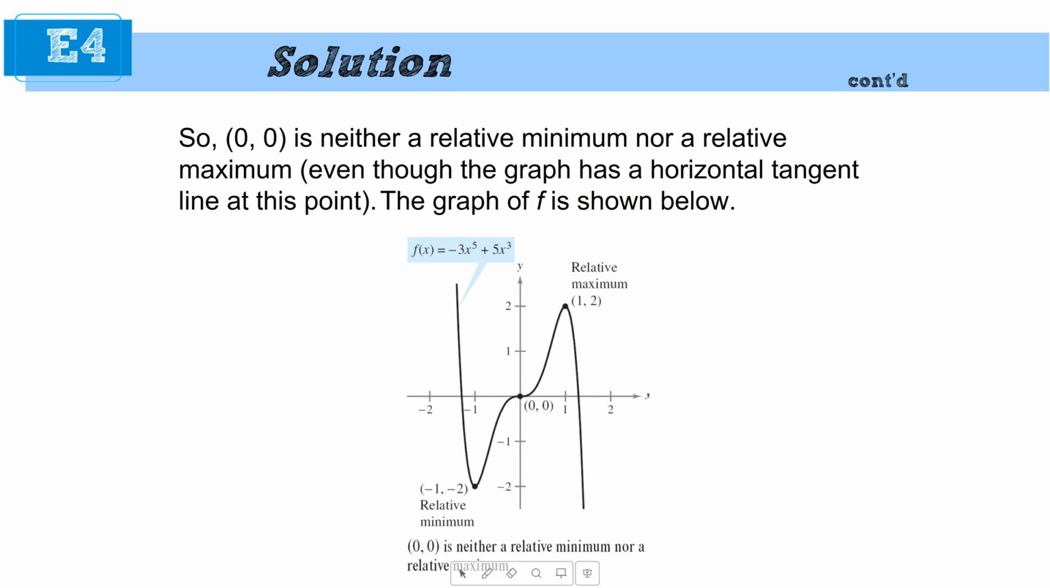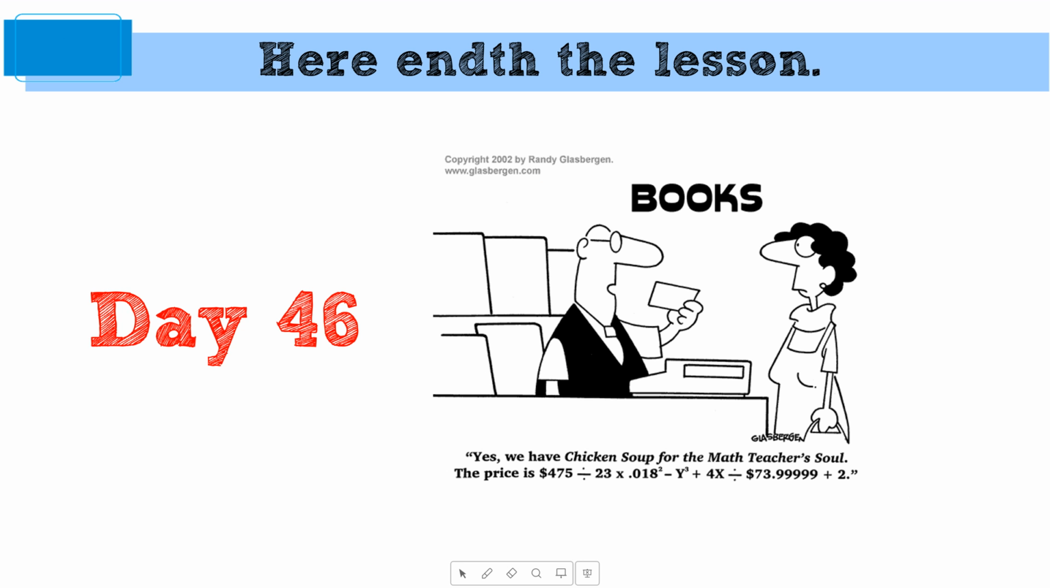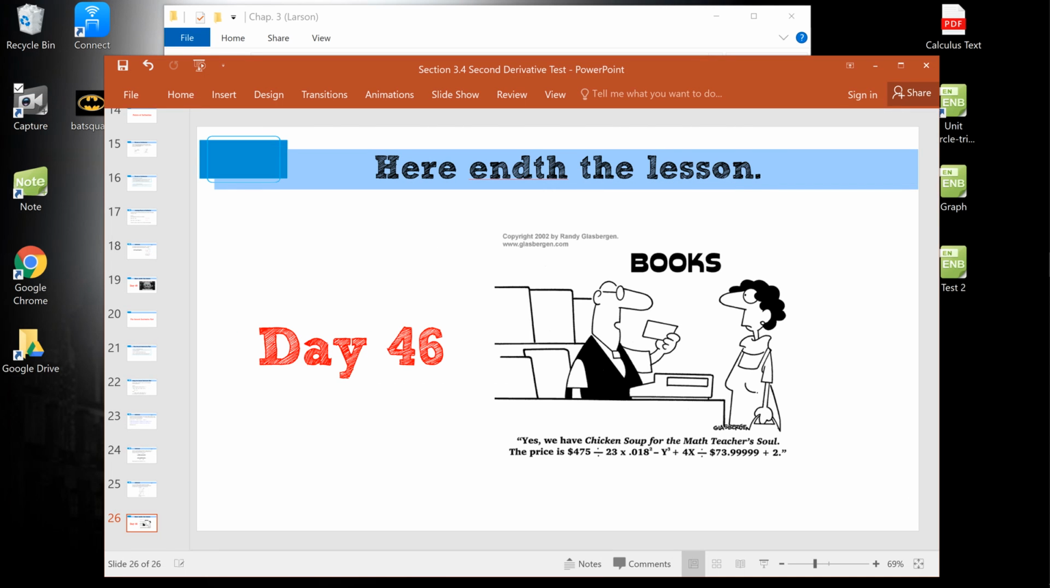In case you're wondering, that's what the graph looks like. Relative max at 1, relative min at -1, and nothing exciting at 0, except, well, you tell me what happens at 0. Point of inflection that's going from concave down, concave up. We are done. Beautiful.